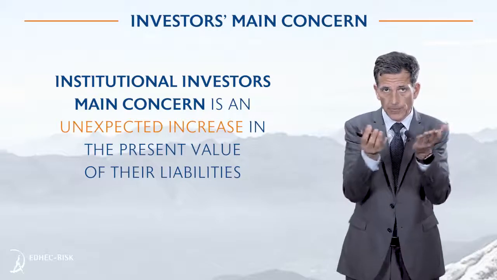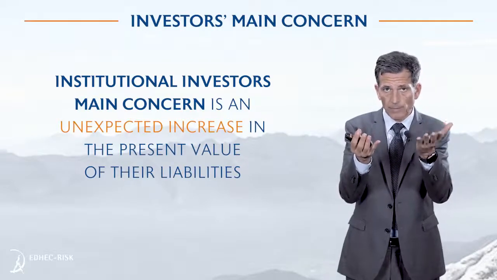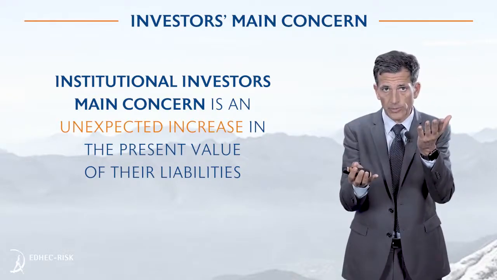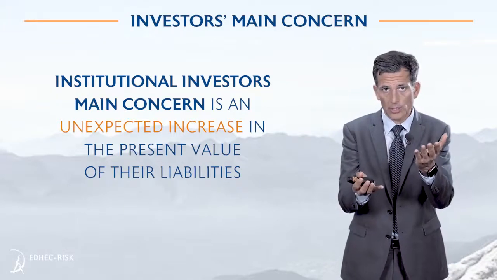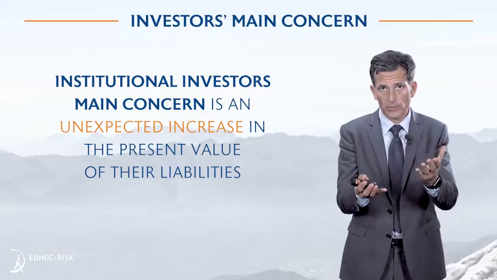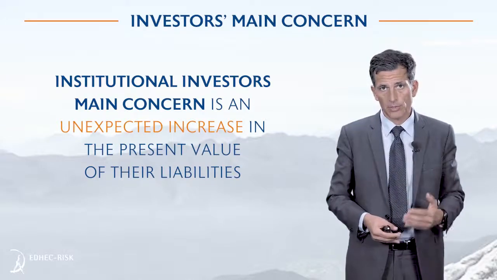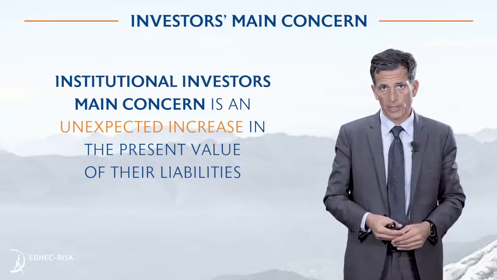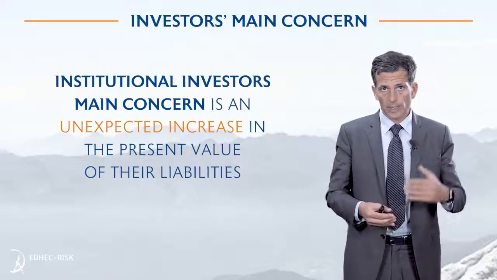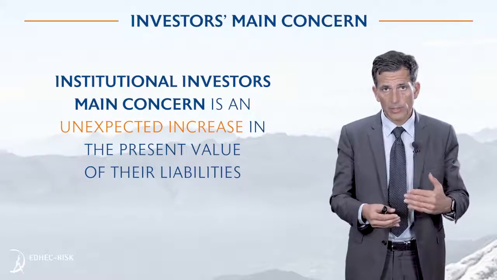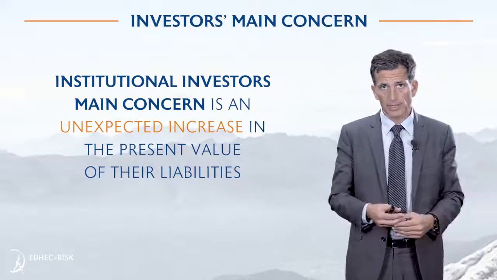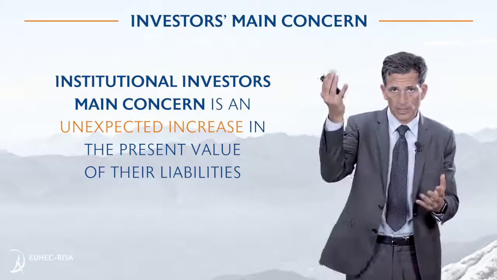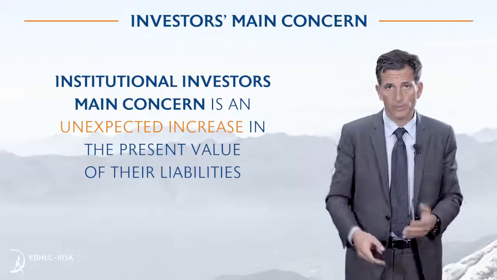So if they are about fully funded and the assets do something but the liabilities go up relative to the assets, then that leads to a decrease in the funding ratio, which is bad news because it's going to lead to a decrease in the probability for the asset owner to meet their liabilities. So in a liability-driven context, the main concern is liabilities going up. This is very bad news.